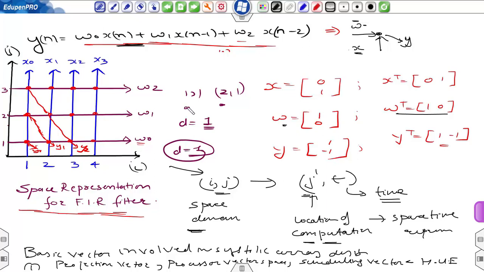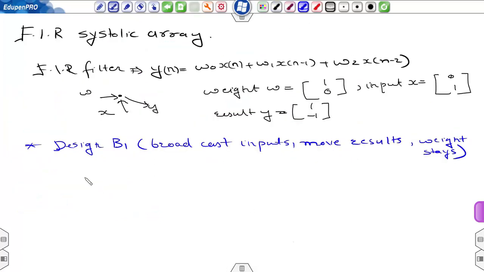So now we have to map this space representation into a space-time representation by properly choosing the projection vector, processor space vector, and scheduling vector. So we will start with design B1 as mentioned in the textbook, and in this design the inputs are broadcasted, results are moving, and w stays.